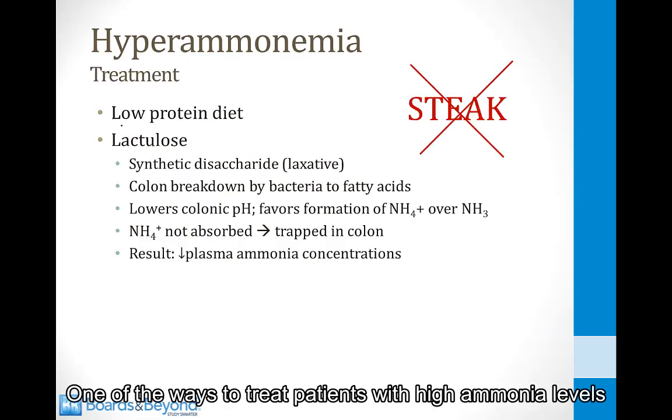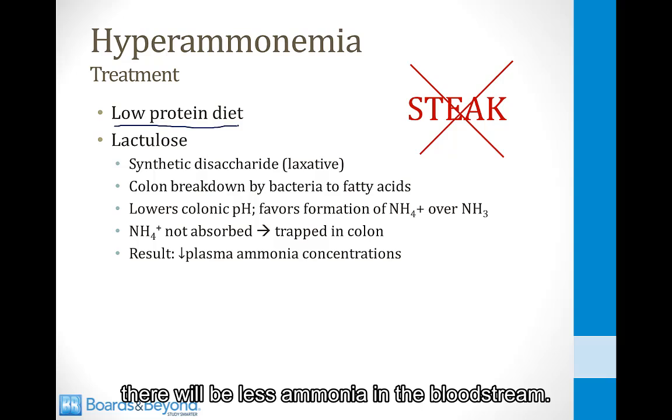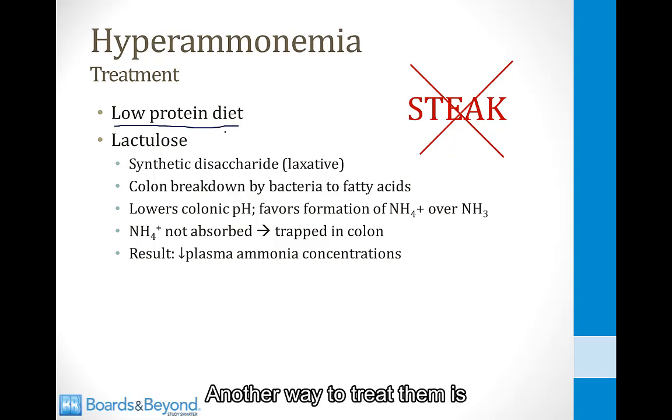One of the ways to treat patients with high ammonia levels is to place them on a low-protein diet. If they don't consume steak and chicken and other sources of protein, there will be less ammonia in the bloodstream.